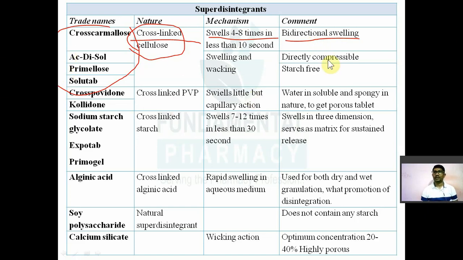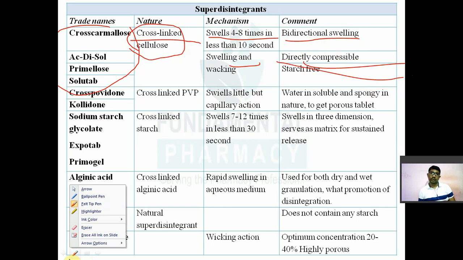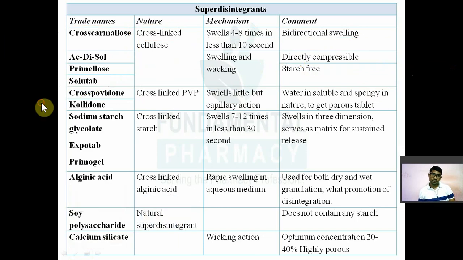Then Ac-Di-Sol, Primellose, Solutab. What is the mechanism behind these three? Again swelling and wicking. Out of that, Ac-Di-Sol is directly compressible, and Solutab; Primellose is nothing but the starch-free one. Now the second is croscarmellose, and the next is crospovidone and Kollidon.